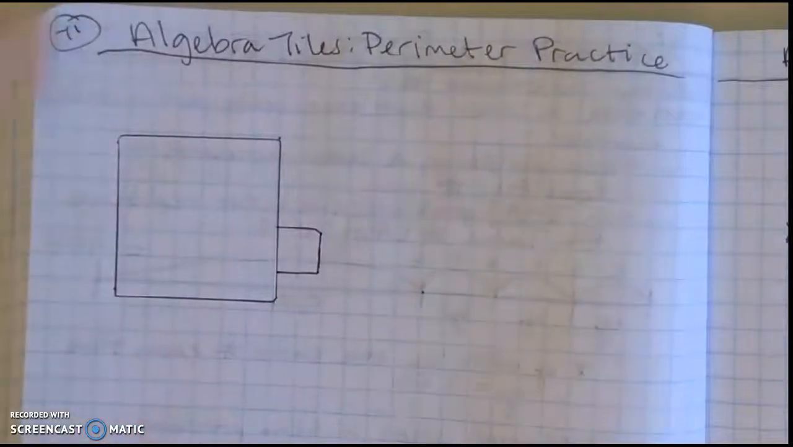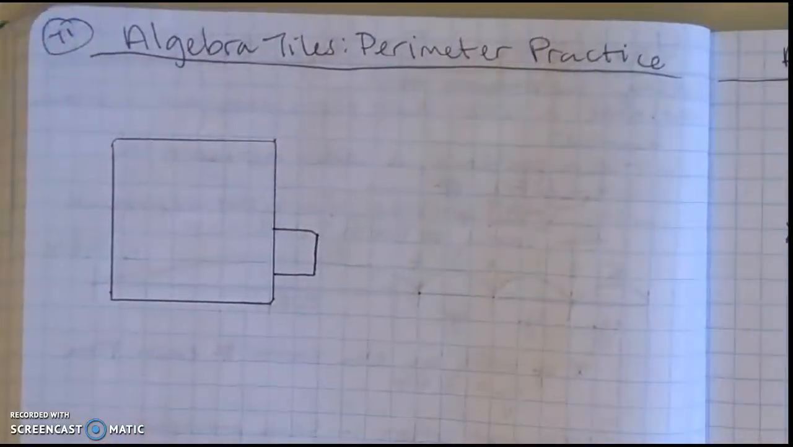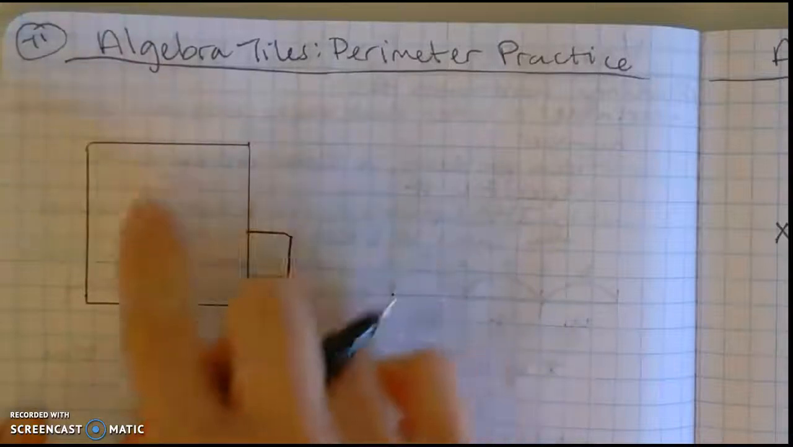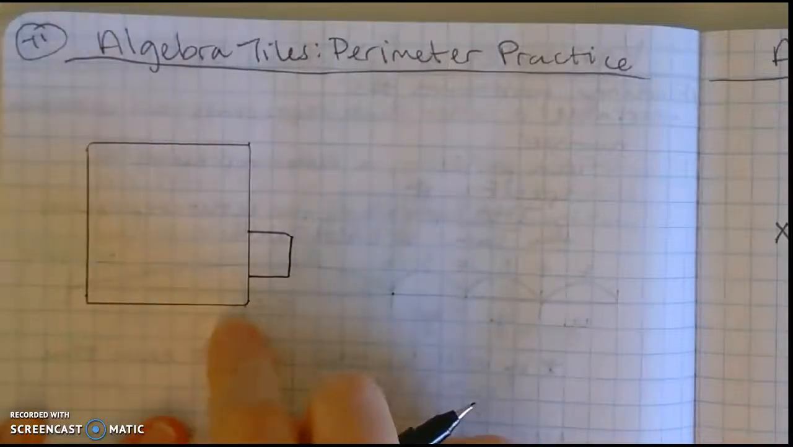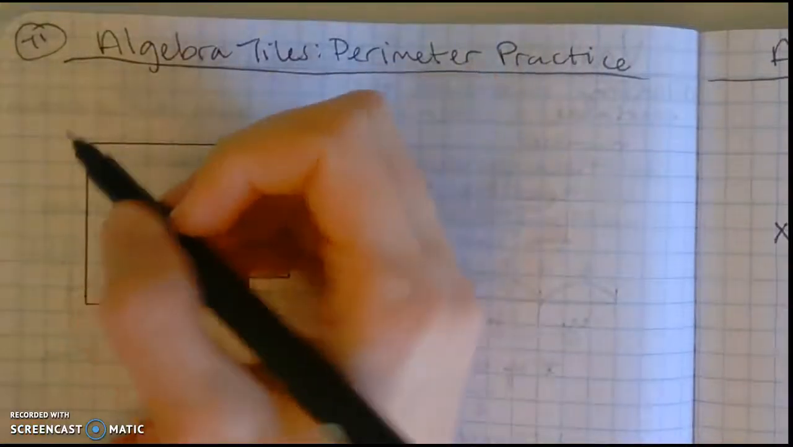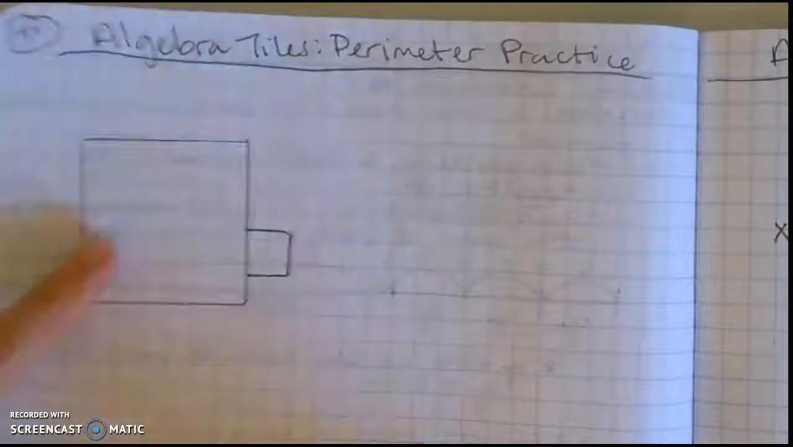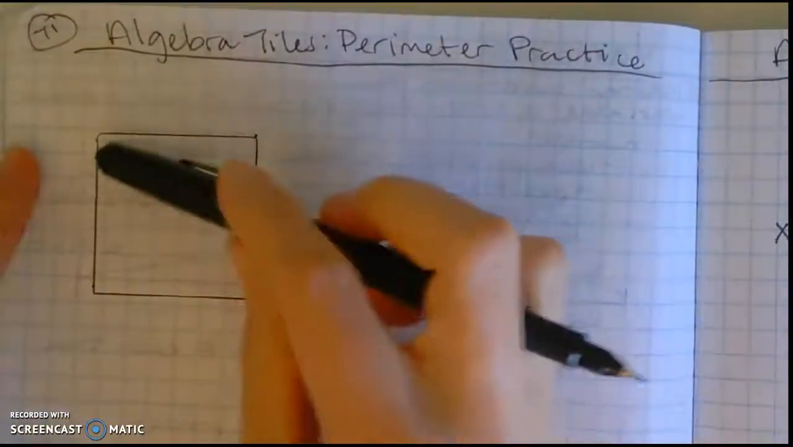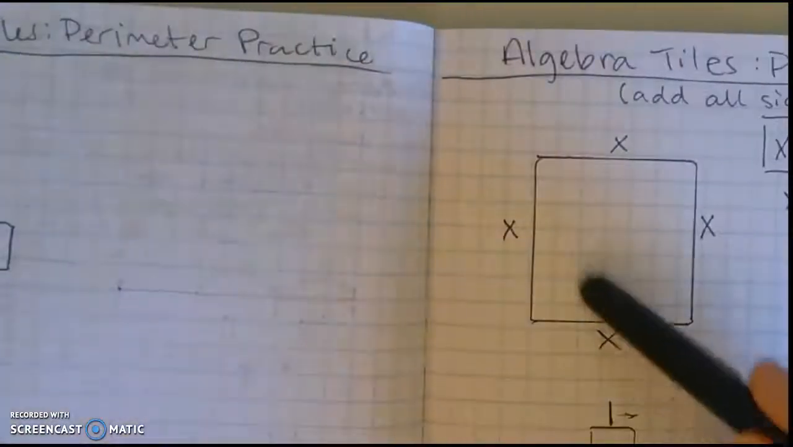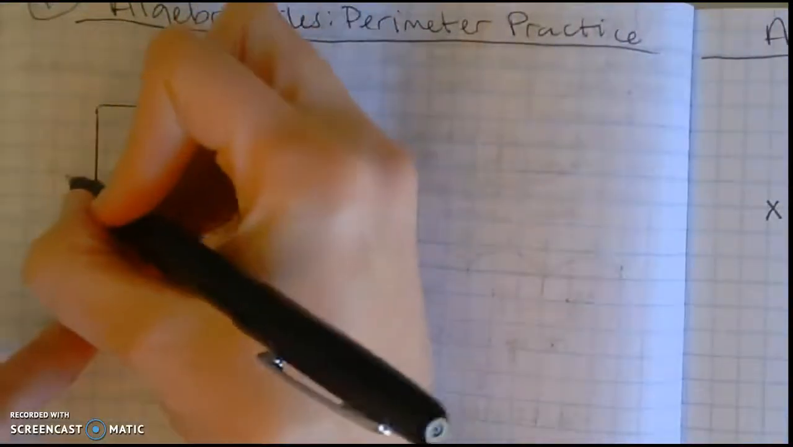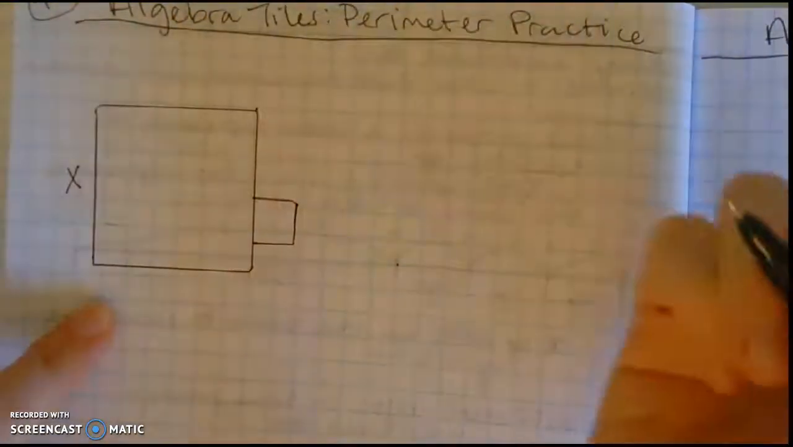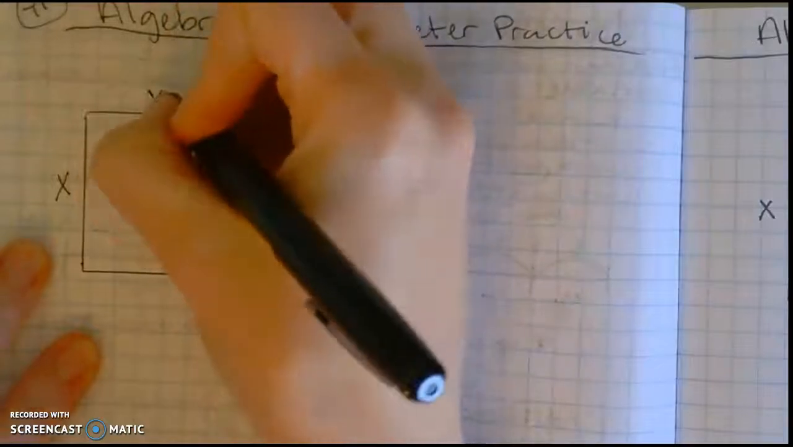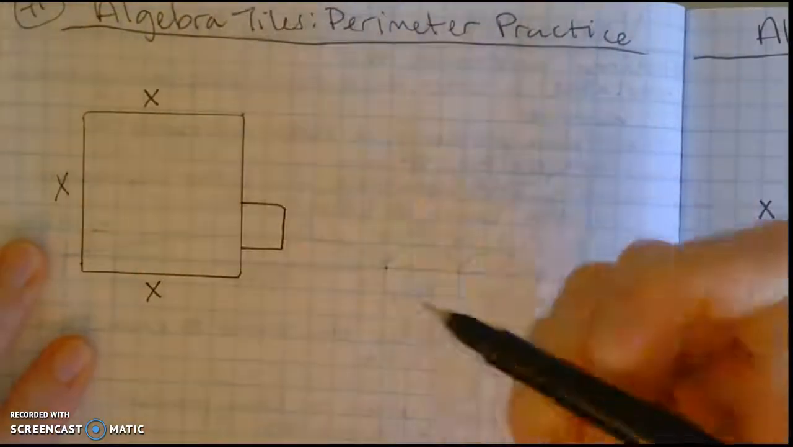Okay. So first thing we need to do is label all the sides of our new shape, okay? So looking back at my notes from yesterday, I know that the side length of this X squared tile, this side is going to be X long. So I know that this is X. And I know that all of the other sides are also X. Okay, so X, X, and X.